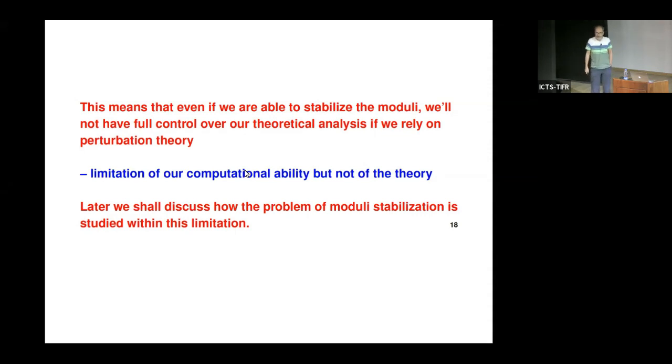Because perturbation theory assumes that you have the freedom of taking the coupling to be as small as you like, and we carry out a formal expansion. Now, this of course is a limitation of our computational ability, but not of the theory. But given that at present the computations that we can do are based on perturbation theory, this is a shortcoming that you have to keep in mind. Later we will discuss how the problem of moduli stabilization is studied within this limitation. But for now we will proceed by keeping this in mind, that there is a limitation, that perturbation theory can never be fully controlled.